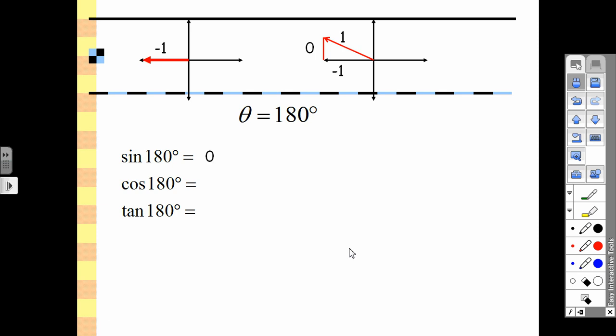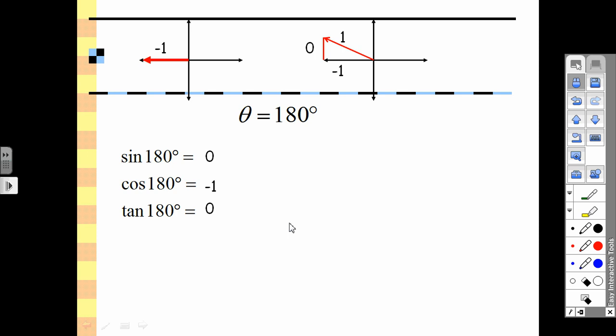So the sine of 180 is 0, opposite over hypotenuse. The cosine of 180, now this is going to be -1. So this is adjacent over hypotenuse. And then tangent is also 0. So if you go back and you look at what the values for sine, cosine, and tangent of 0 degrees are, it's all the same except this one was a positive 1 instead of a -1. And that's just because we're pointing in the negative direction.